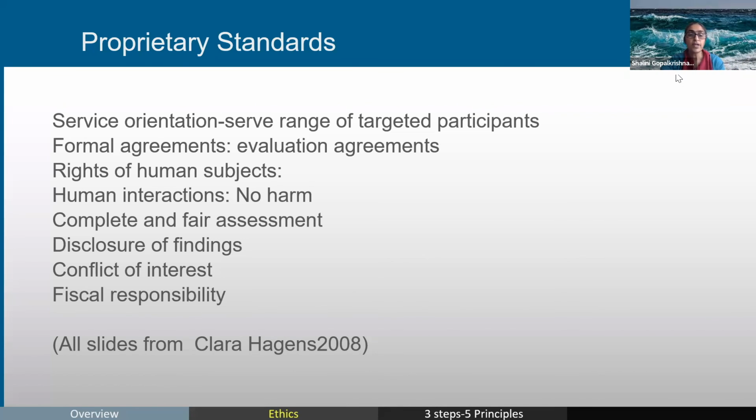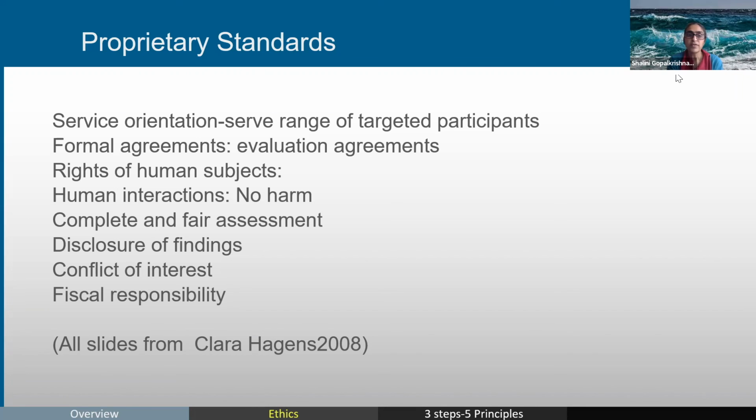Another thing you have to be very careful about is that you do a complete and fair assessment. These are propriety standards. You disclose all findings. You don't say, I'm only going to say the good ones, or only the bad ones because they make someone look bad, or because I don't like that person. Or you don't show only the good ones because then the donor will like it. So make sure you disclose all. Just collect the data, do it very systematically, and whatever happens, you just do that.